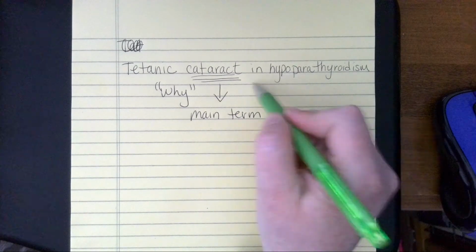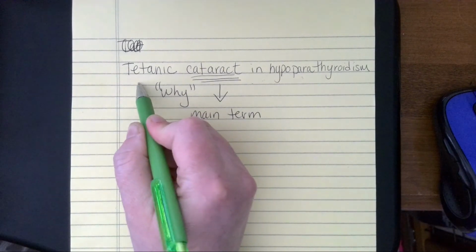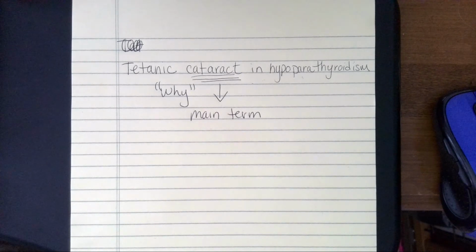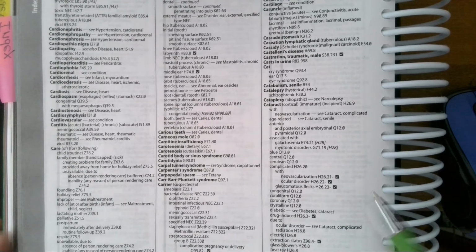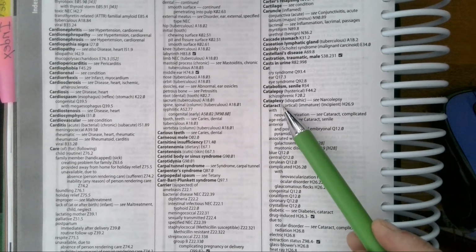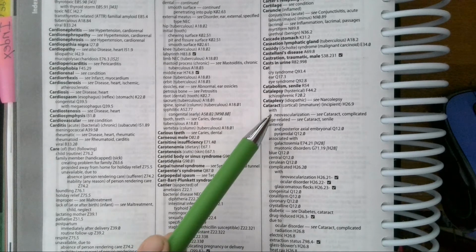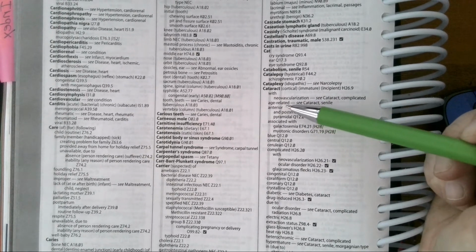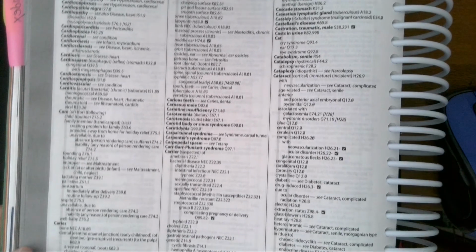Then the subterm is going to be related to hypoparathyroidism, possibly also tetanic. So we're going to look at each of those options in our index. So if we look for cataract in our manual, it takes us to page 52, right here. And when I look underneath for a subterm, remember the subterm is going to be 5 spaces indented below cataract. So we have senile as a subterm. We have age related as a subterm. We have anterior as a subterm.